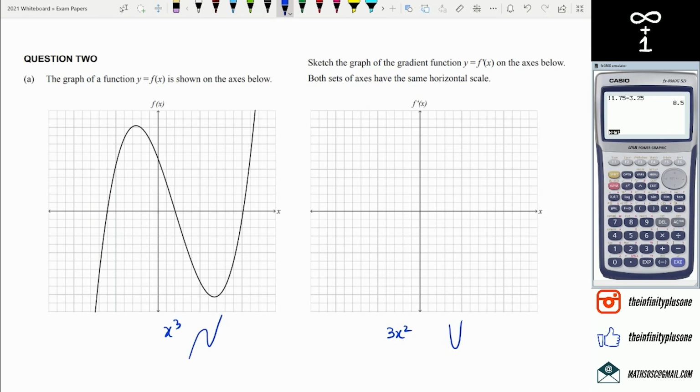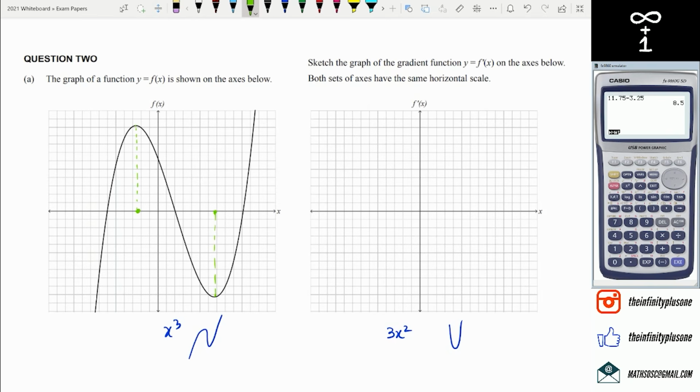The only thing that's really important to get in this gradient function is the turning points. So if you look at it, the turning point is somewhere halfway there and maybe somewhere here. So that right there is your two turning points.